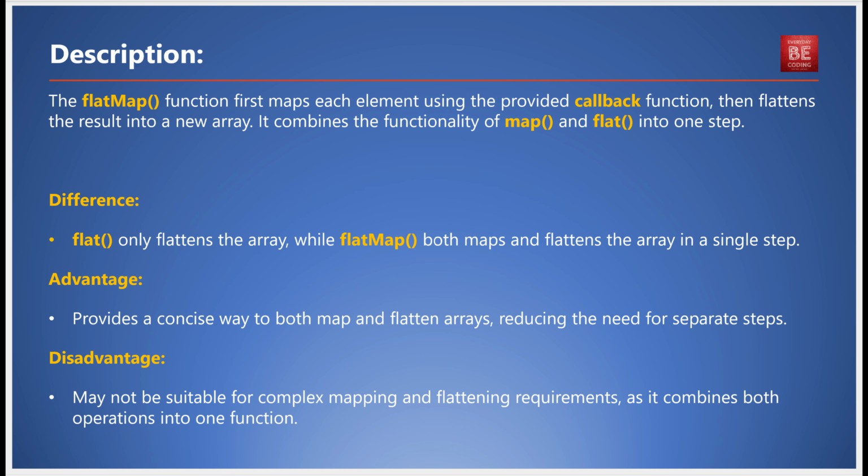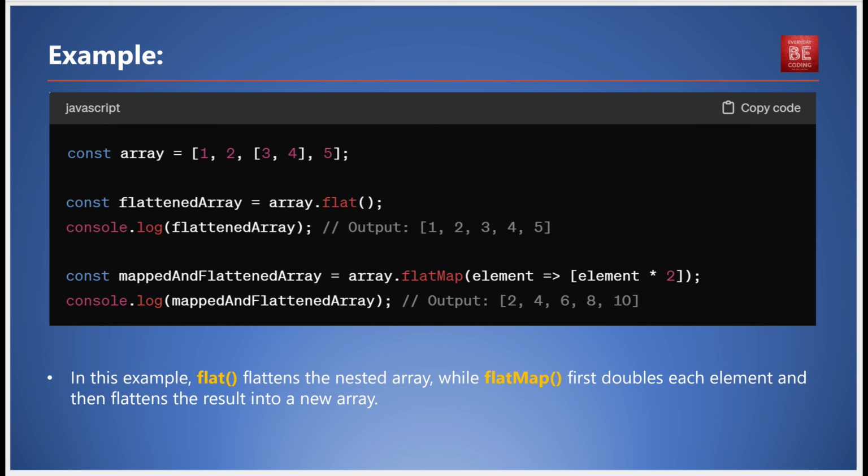Now, you might be thinking, what's the difference between flat and FlatMap? Well, the flat function only flattens the array, while FlatMap maps and flattens the array in a single step. This makes FlatMap a concise way to both map and flatten arrays, reducing the need for separate steps. However, it might not be suitable for more complex mapping and flattening requirements, as it combines both operations into one function. Let's illustrate this with an example.